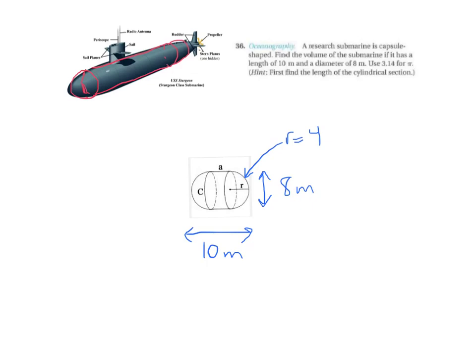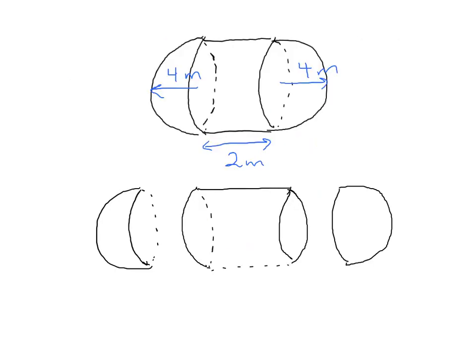So if we have a radius of 4 at each end, then we should be able to calculate the length of the cylinder, since the radius plus the length of the cylinder plus the radius must equal the total length of 10. So that gives us a length of 2 meters. So we have our capsule-shaped submarine.